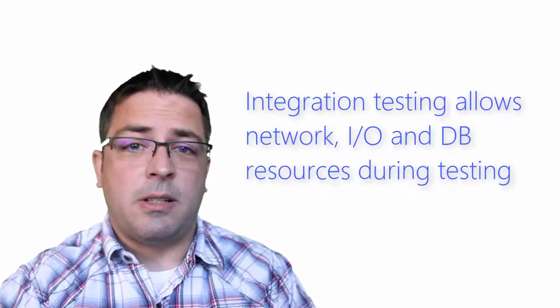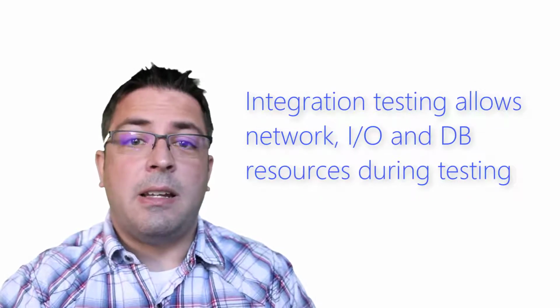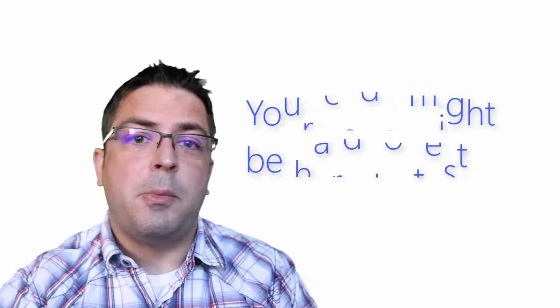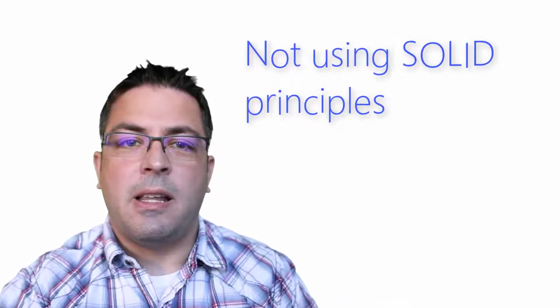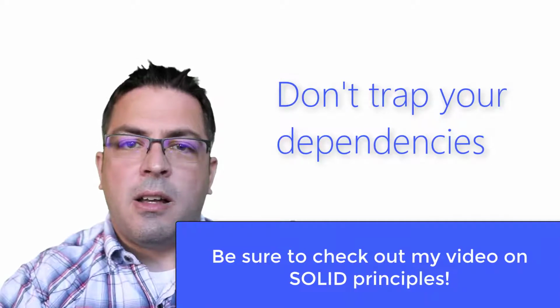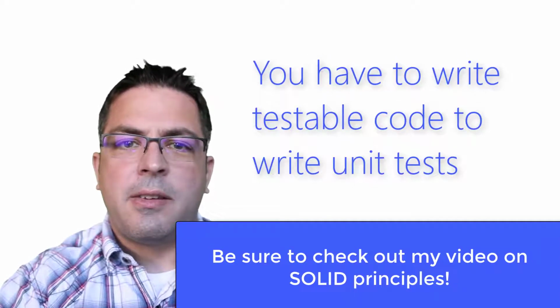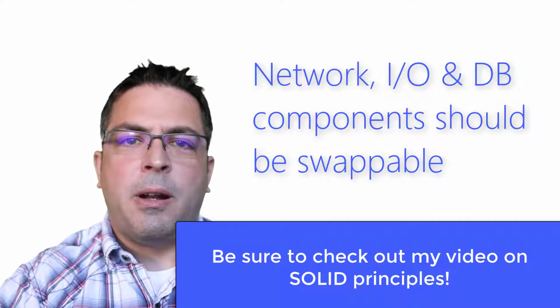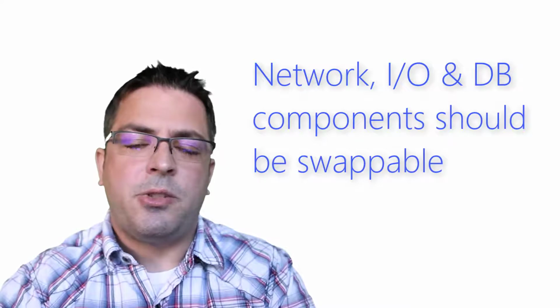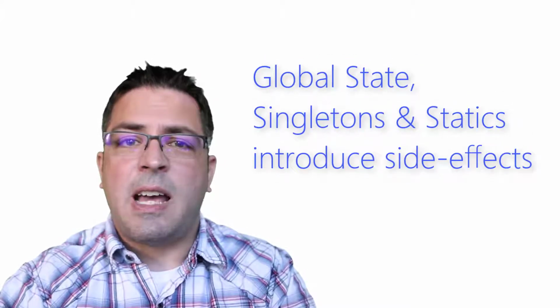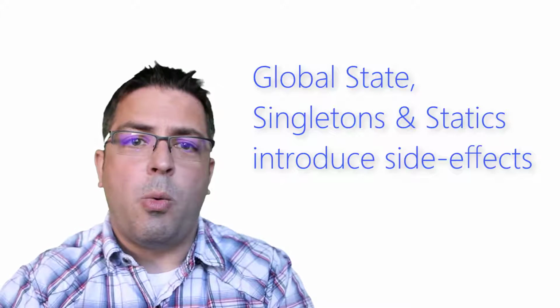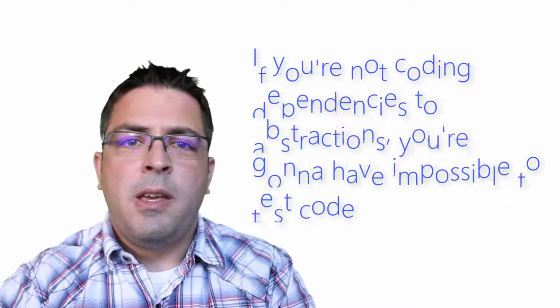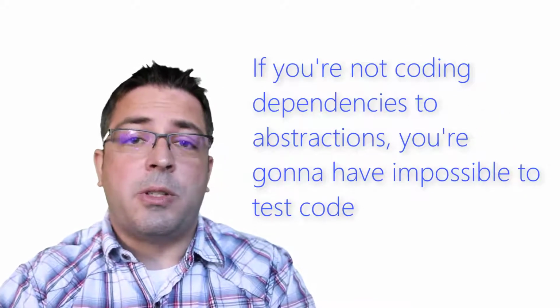Integration testing is just like unit testing, but we begin to allow dependencies like network, DB, and I/O interactions. So what makes things hard to test? Non-deterministic stuff, using datetime.now, trapping a dependency so I can't swap it out, such as newing up a business object inside your class. Now you can new up things like value objects, POCOs, and DTOs, but things that depend on network, disk, database, etc. just ain't gonna work. Global state, singletons, and statics make it very difficult because you don't know what side effect is causing your problem. And if you don't use abstractions at all, it's almost impossible to test.